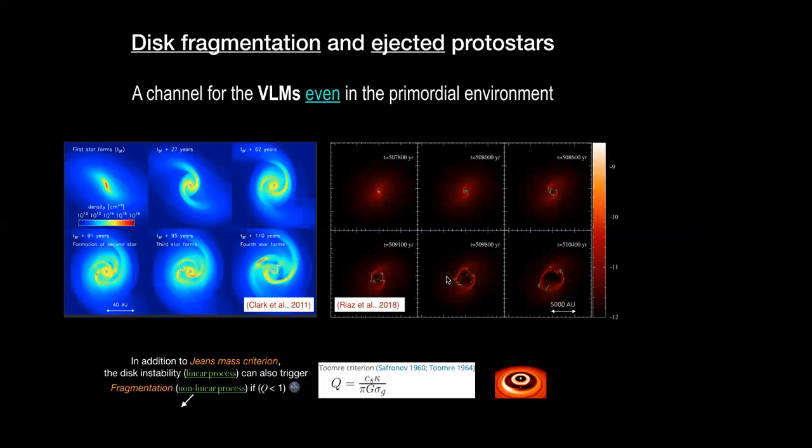The results were suggesting that there were very massive stars. But then later on, when we bring more physics into the models, we come to know that actually low mass stars can even form in the primordial environment as well, just because of the disk instability. So we know that there is a Toomre Q parameter which plays an important role in understanding the disk instability, which can give rise to fragmentation inside the disk. So whenever the Q goes below 1, we expect that fragmentation is going to occur.